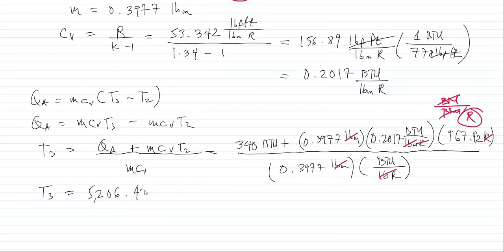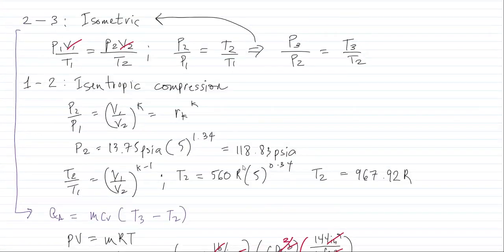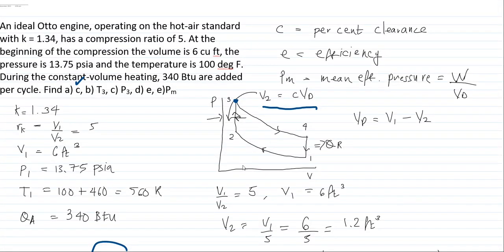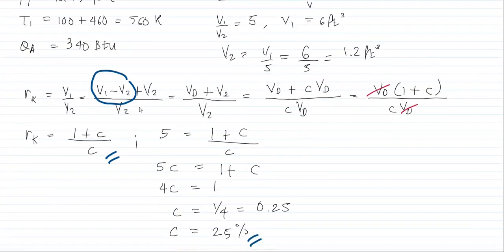5,206.47 Rankine. So let's just put here again 0.2017. Okay? So this is T3. So now that we know T3, let's check temperature 3 and pressure 3.